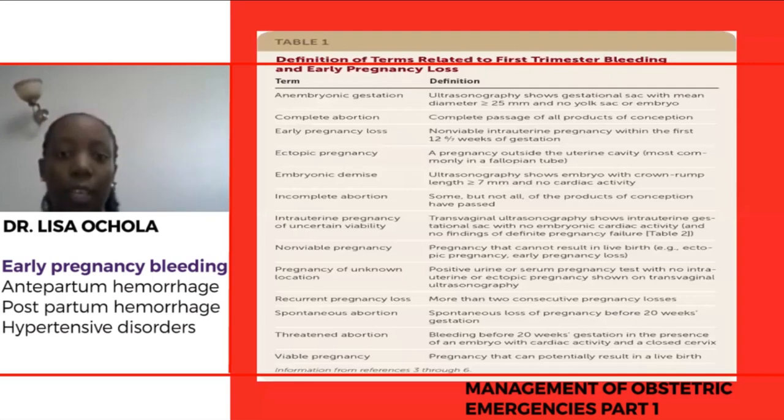Okay, so again, non-viable pregnancies is what we're talking about, just pregnancies that can't result in live births, like ectopics. Then there's pregnancy of unknown location, where again, someone has a positive pregnancy test, but when you do the scan, there's no ectopic and there's no intrauterine pregnancy. Recurrent pregnancy loss, it depends where you are. So we either say 2 or 3 consecutive pregnancy losses. A spontaneous miscarriage is just failure of pregnancy before 20 weeks. A threatened miscarriage is when there's bleeding before 20 weeks. There's cardiac activity and a closed cervix. And a viable pregnancy, I think we all know that.